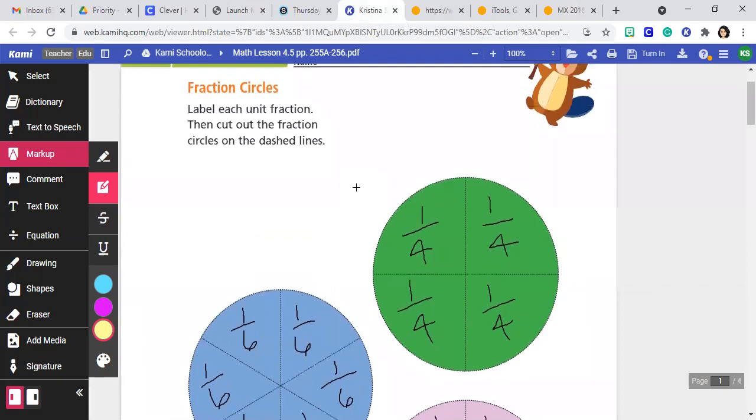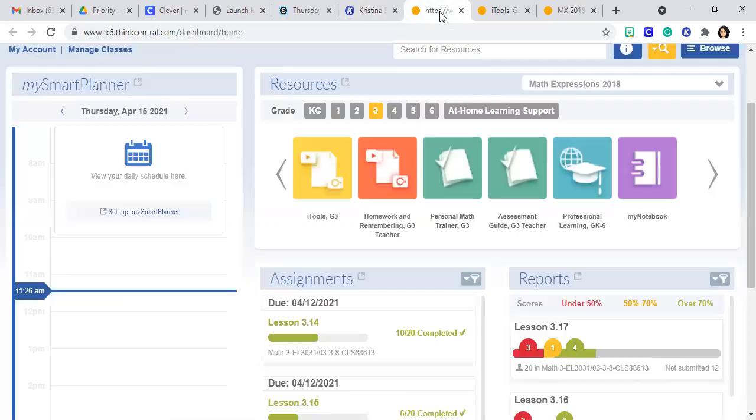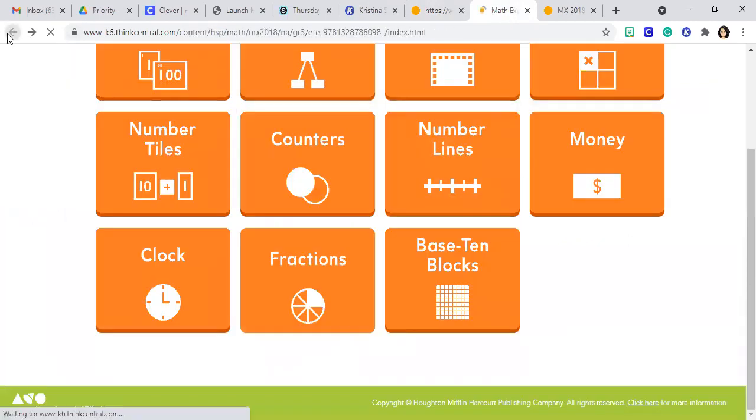Now, ideally, you could cut out these fraction circles. Well, first label each unit fraction, then cut out the fraction circles on the dashed line. But before we get too far, let's go back and double check what the learning target for today is.